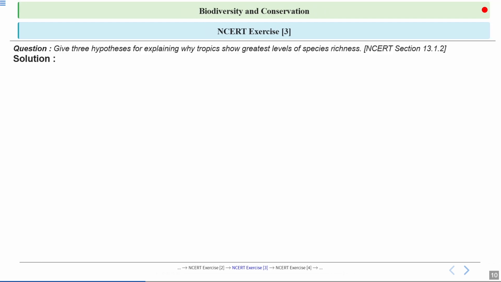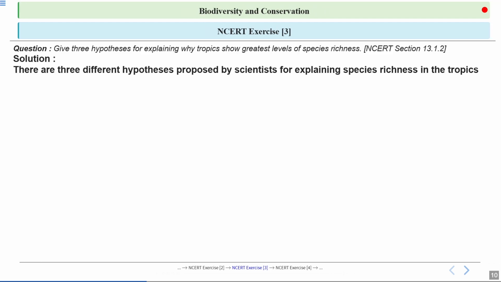Okay, so let's have a look at the answer. See, so scientists have put forward 3 distinct hypotheses to explain why there is a greater species diversity in tropical regions. So first one is solar energy and productivity.